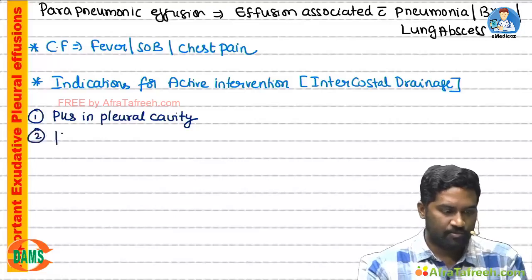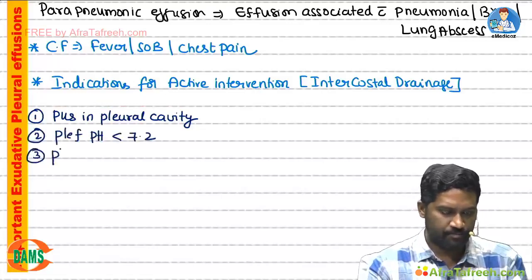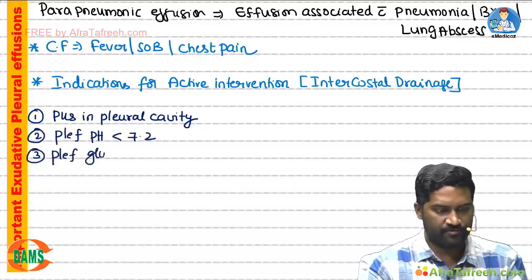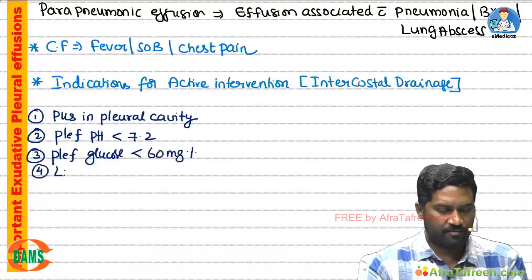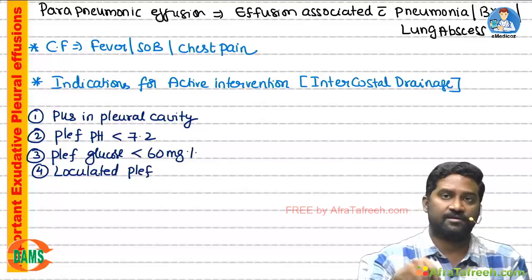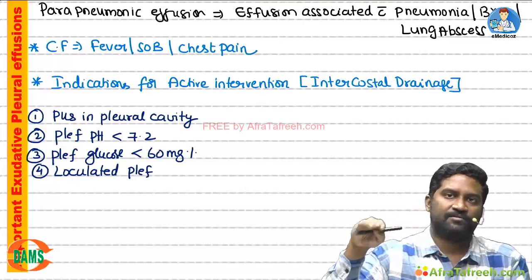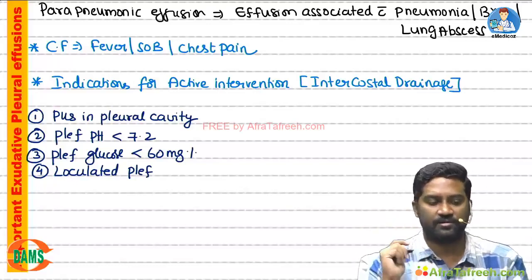Then pleural effusion pH less than 7.2. Pleural effusion glucose less than 60 mg%. Presence of loculations. You have seen an ultrasound of the chest. Now the fluid is becoming septated, so there is some small septa formation. That is called a loculated pleural effusion.